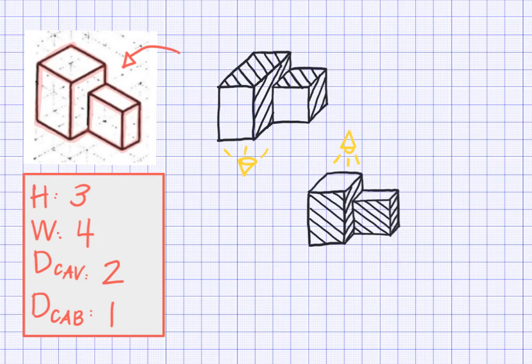And that is how you do a cavalier and a cabinet oblique drawing.